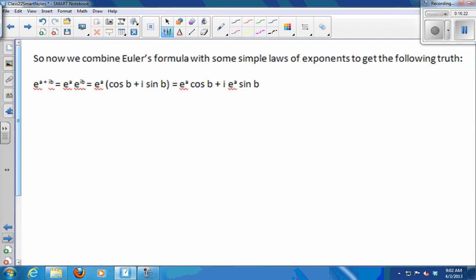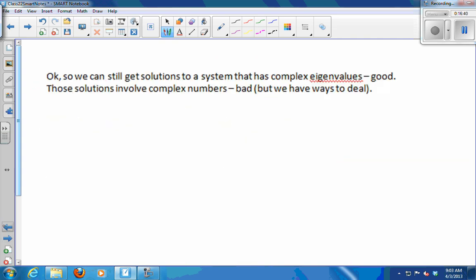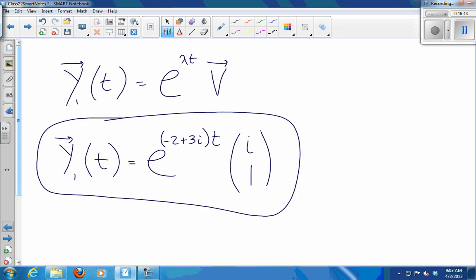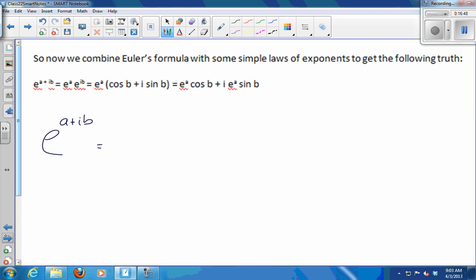All right, so now we're going to combine Euler's formula with some simple laws of exponents to come up with a new theorem. If I want to do e to the a plus ib, I want to raise e to a complex number, which is what I want to do, right? So to raise e to a complex number, I'm going to use the same trick where if I have e to something plus something, I can rewrite it as e to the a times e to the ib. We've been using that trick a lot this semester.